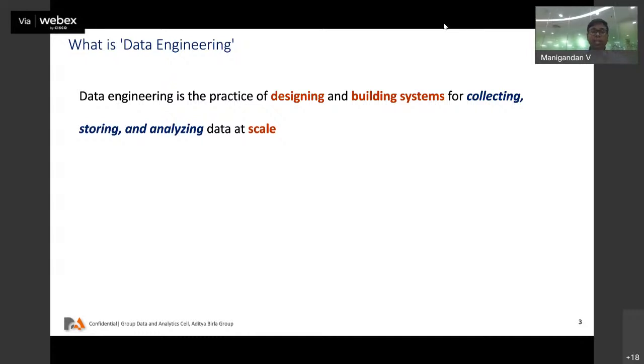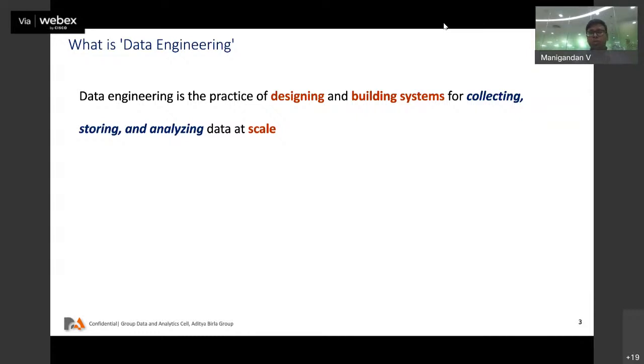So the scale can be 10x, 100x, 1000x also. How to run it actually? You should not be bothered about how to configure this workload for 5,000 users, 50,000 users, or 100,000 users. That's the scale we are talking about.